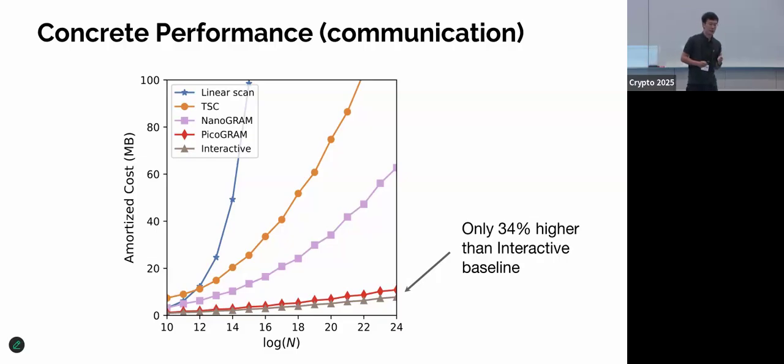And for people who care more about communication, we actually achieve a very big improvement over prior works. As you can see here, our communication is already very close to the interactive baseline, while we just can't cut the round complexity to constant compared to the baseline.